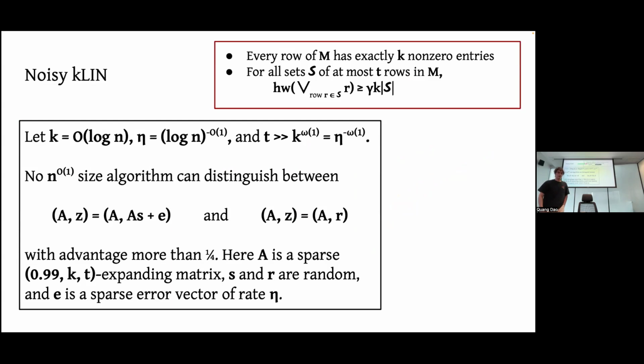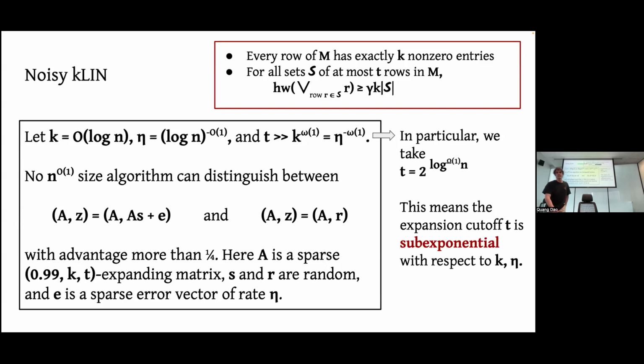Okay, so now we can plug in some parameters for our noisy k-LIN conjecture. We're going to take k to be logarithmic, and like I said before, the error rate to be inverse polylog. And we'll take the expansion cutoff t to be much greater than any polynomial in k or the error rate. In fact, we can take t to be so large that it's sub-exponential with respect to the arity k and the error rate. It will also be quite large with respect to n.